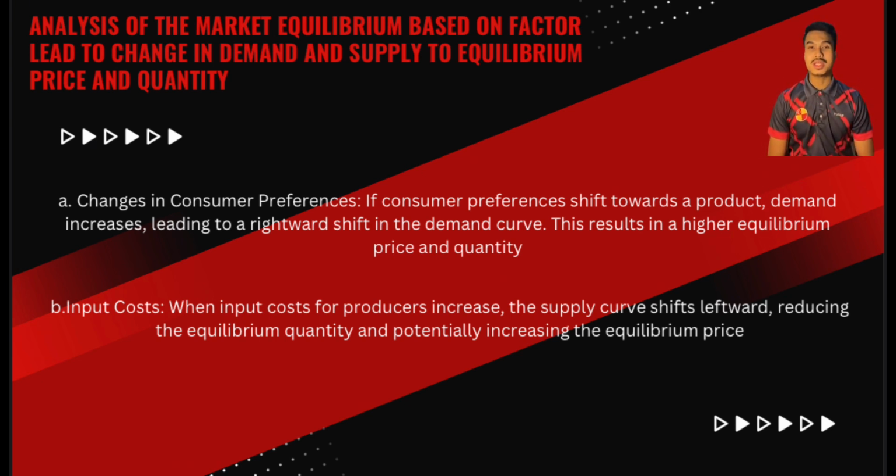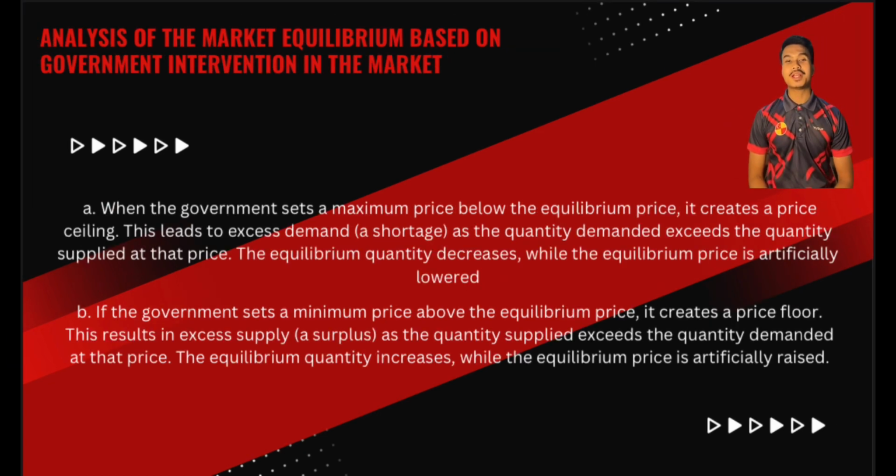For bullet B, when input costs for producers increase, the supply curve shifts leftward, reducing the equilibrium quantity and potentially increasing the equilibrium price. Now I'm going to explain the next part, which is the analysis of the market equilibrium based on government intervention in the market. For bullet A, when the government sets a maximum price below the equilibrium price, it creates a price ceiling. This leads to excess demand and shortage, as the quantity demanded exceeds the quantity supplied at that price.